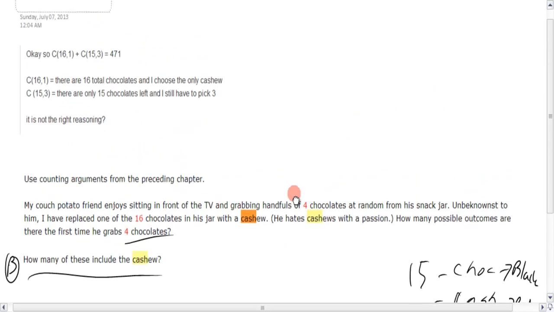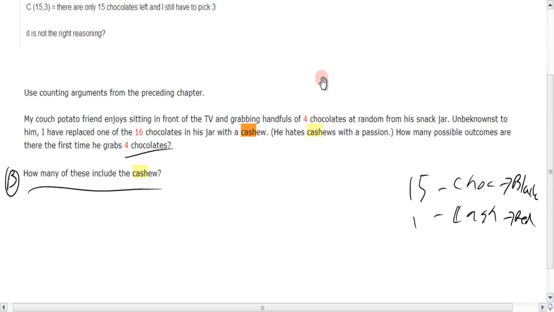Now, your mistake here, let's go through it real fast. You tried to do 16 combinations of one, saying there are a total of 16 chocolates and only one cashew. But you're not really guaranteeing the one cashew. What you're counting is, out of the 16 things in the jar, how many ways are there to pick one of those. We want to guarantee the cashew. So how many cashews are in the jar? There's one of them, and out of that one, we need to pick all one of them.